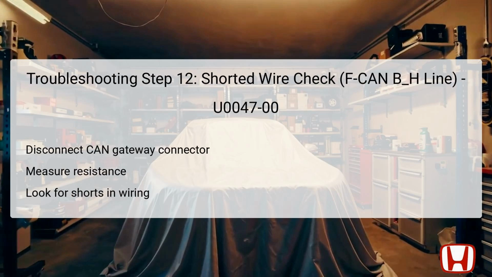In this troubleshooting step, we focus on potential short circuits in the FCAN-BH line, essential for communication in the CAN network. Begin by ensuring that the vehicle is turned to the off position. Disconnect the CAN gateway 12P connector as well, making sure it is safely removed to prevent any unintended shorts or current flow. At this point, measure the resistance between the identified test points.